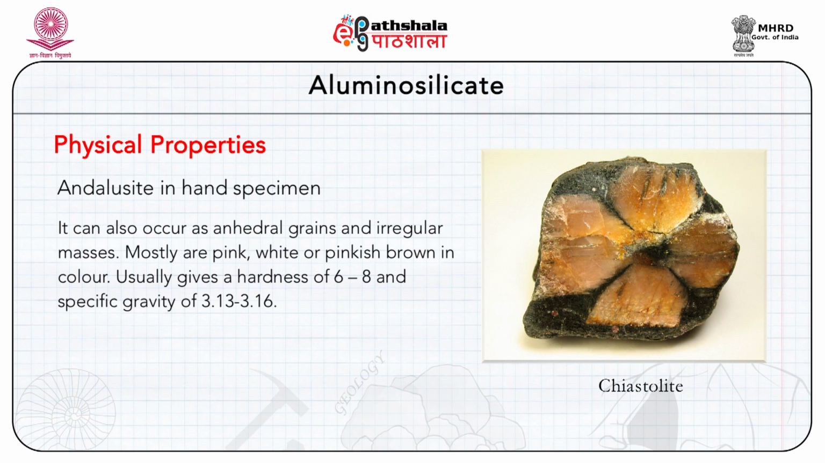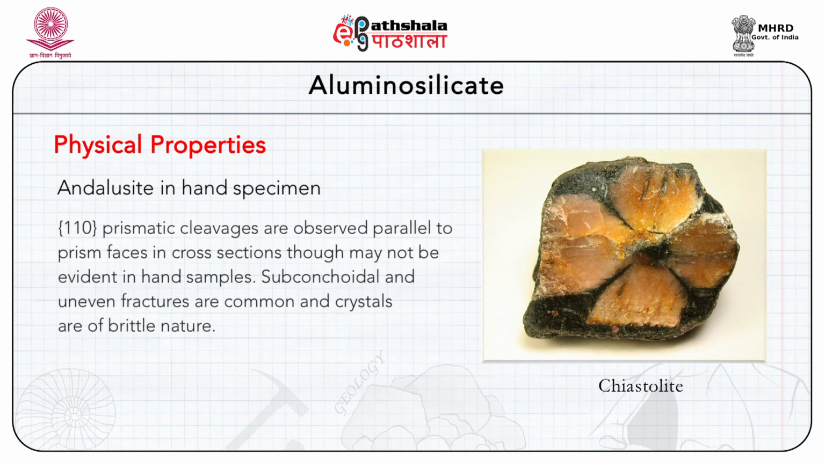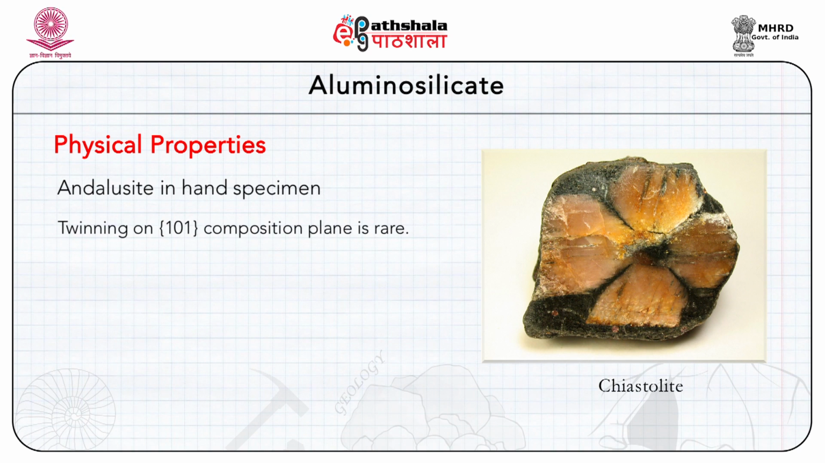Mostly pink, white or pinkish brown in color. Usually gives a hardness of 6 to 8 and specific gravity of 3.13 to 3.16. Vitreous in luster and gives a white streak. The 110 face displays prismatic cleavages, observed parallel to prism faces in cross sections, though may not be evident in hand samples. Subconchoidal and uneven fractures are common and crystals are of brittle nature. Twinning on the 101 composition plane is rare.